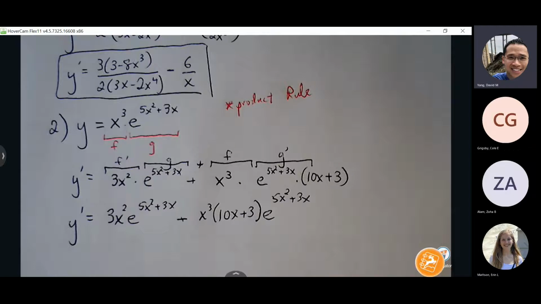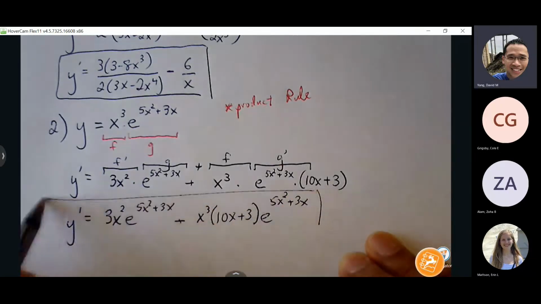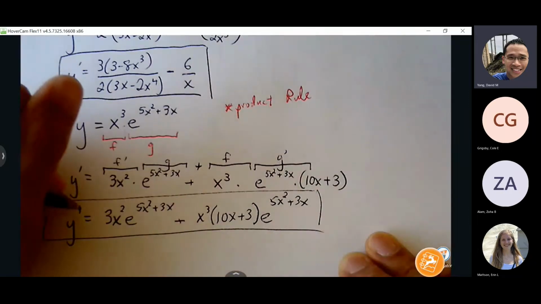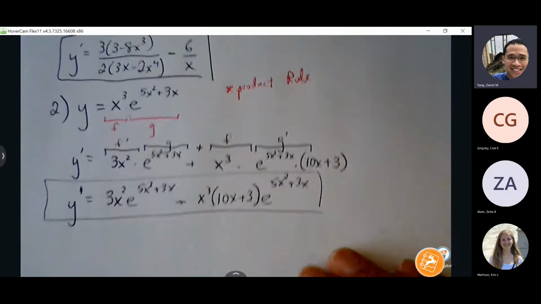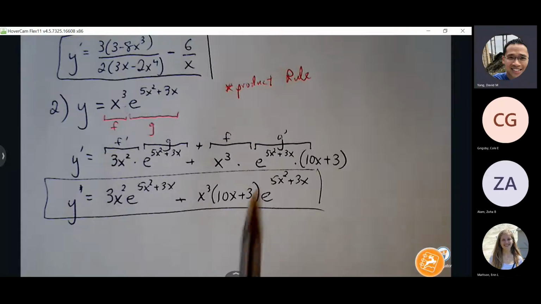Okay. Any questions with 2? Looking to see if you can do a little bit more, at least try to clean it up a little bit. Okay, no questions on 2. It doesn't really matter.